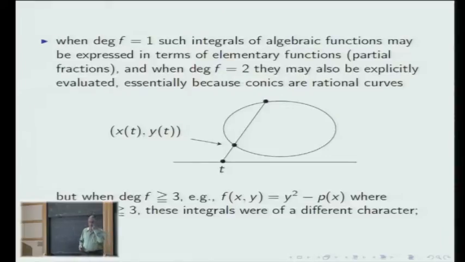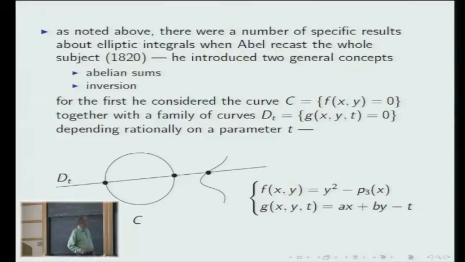When the degree of the polynomial is 1, they are elementary functions. And when the degree is 2, they're still also elementary functions, these integrals, simply because a conic, that's a degree 2 polynomial locus, is really parameterized rationally. So you change variables in the integral, and you get essentially the integral of a rational function on the Riemann sphere. But once you get to degree 3 or more, the story changes. These were things that were of a different and much deeper character.